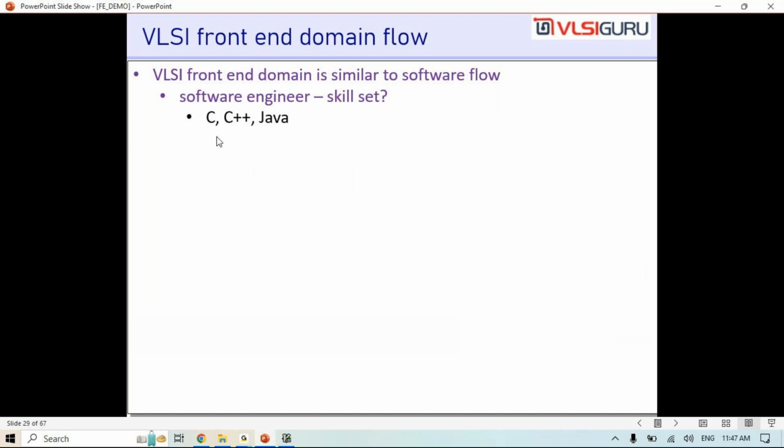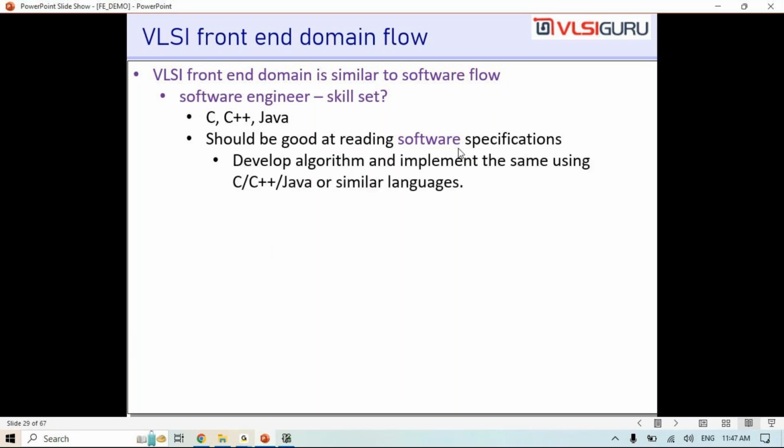Knowing some languages, C, C++, Java. They should be good at reading the software specifications, right? Given a specification, they should read and understand what the software requirements are and everything. They should develop algorithms and implement the same using C, C++, or Java or similar languages. The software engineer should have good programming skills, right?